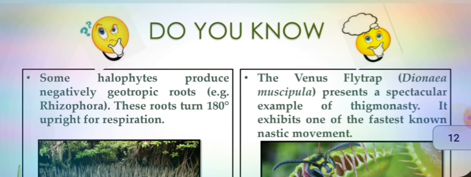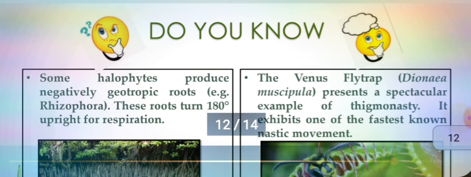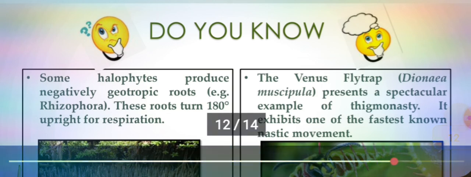Then the next one is a very good example for thigmonasty, movement of a part of a plant in response to touch. That's what we studied in the last class. Here, the example is Venus flytrap. What is Venus flytrap? The scientific name is Dionaea muscipula.